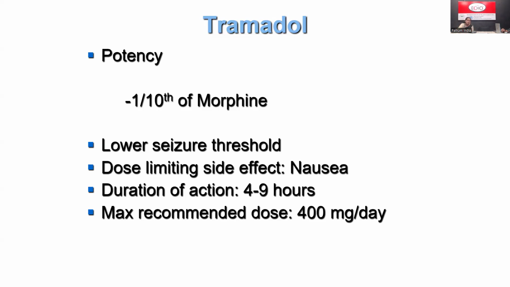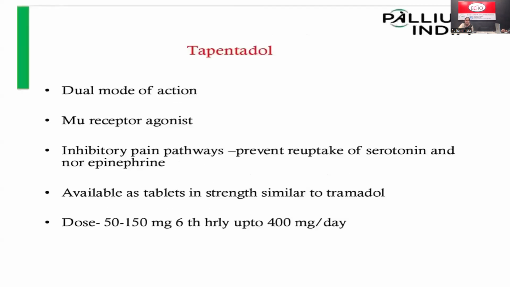Okay, next. The next drug is tapentadol, and that is also a weak opioid. Tramadol and tapentadol are weak opioids. Tapentadol also has a dual mode of action: it acts on the mu receptor as an agonist, and it also has an inhibitory action by preventing the reuptake of serotonin and norepinephrine.